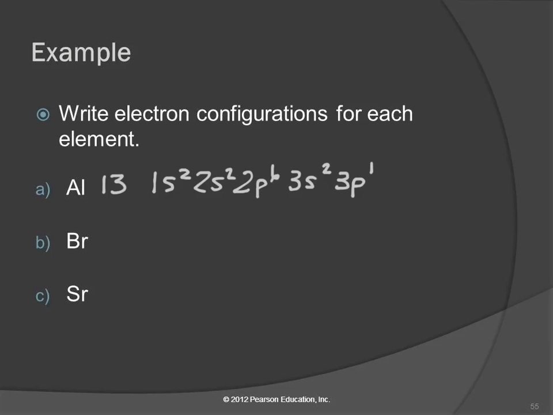What would the noble gas shorthand for that be? So we would have neon, and then 3s2, 3p1. Because it's neon with 10 electrons plus 3 more. 3s2 and 3p1. How many electrons does bromine have? Bromine has 35 electrons.